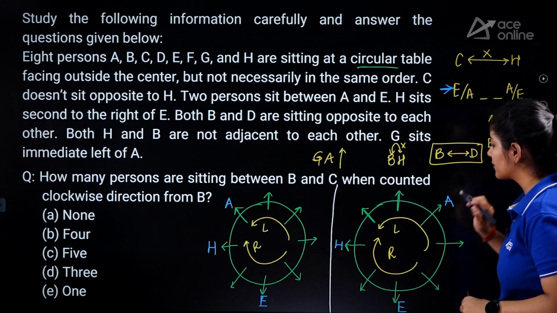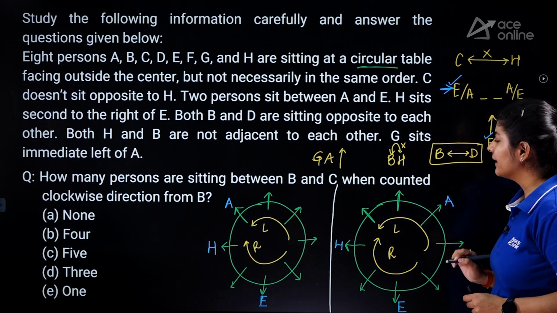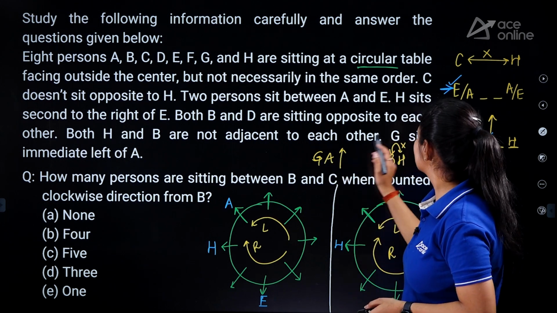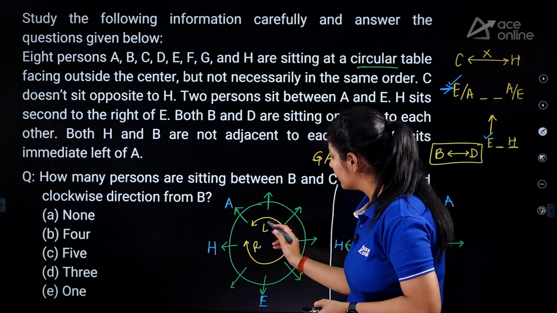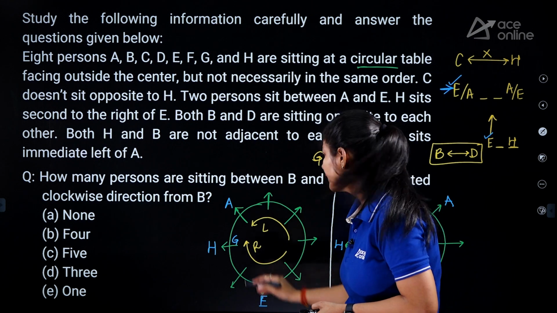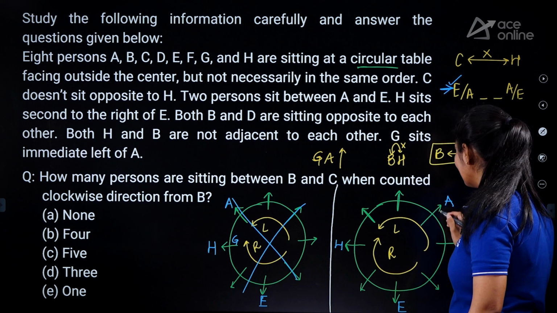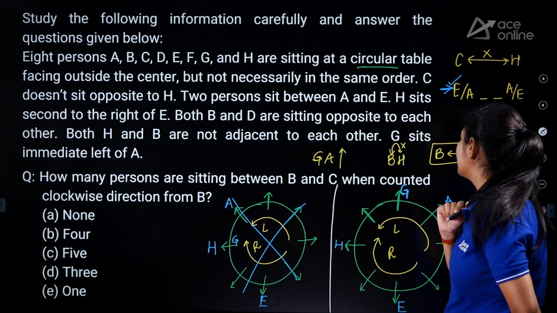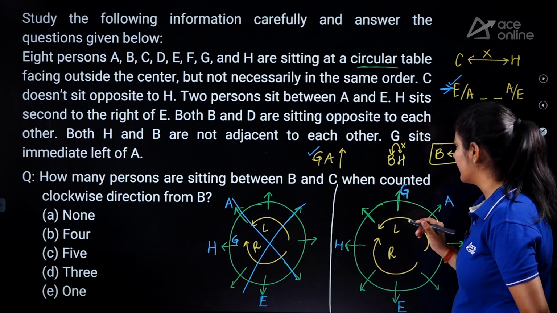Okay. Now the next one. We are completed with this clue, right? Now it is given that G sits immediate left of A. So here if we draw the immediate left, we are not able to make G over here. So we can simply eliminate this diagram, and if immediate left, that means we are having G over here. We just completed this particular diagram as well.